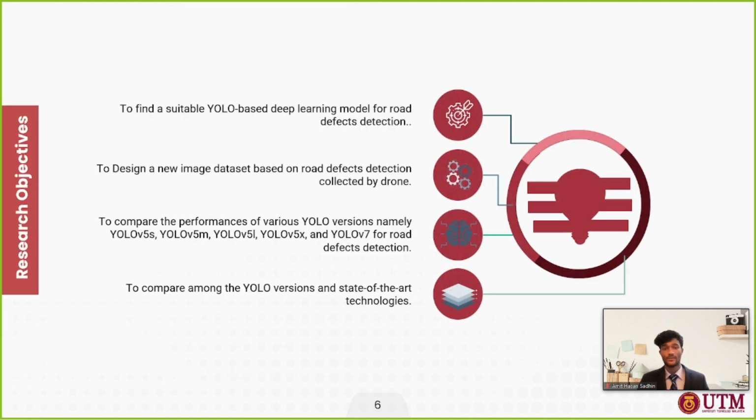Now, about the research objectives. This research aims to fulfill 4 main objectives. First of all, to find suitable YOLO-based deep learning models for road defect detection, to design a new image dataset based on road defects collected by drones, to compare the performance of various YOLO versions, namely YOLOv5 S, M, L, X, and YOLOv7 for road defect detection, and finally, to compare among the YOLO versions and state-of-the-art technologies' performance.